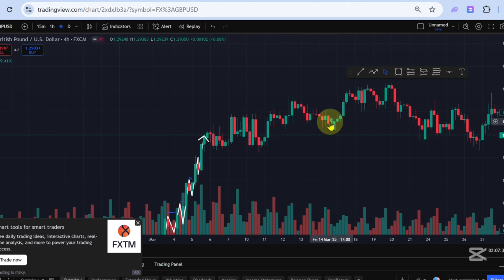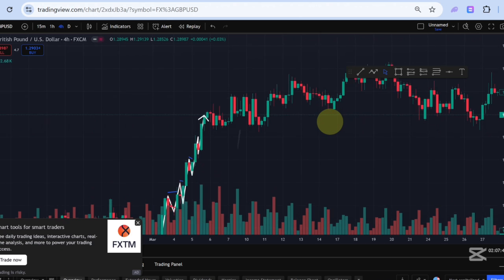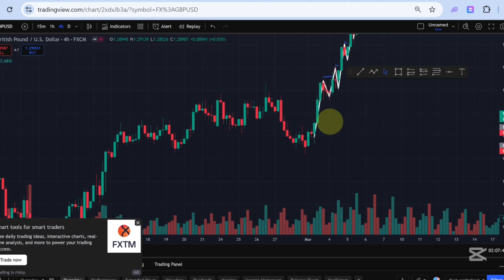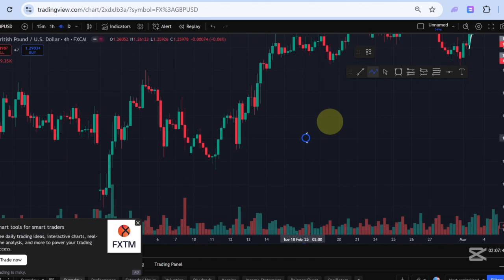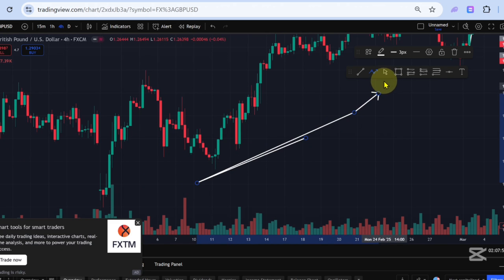Now the next step is how to spot trend reversals. If you look at this chart, you can see the market was in a downtrend in this particular place. As you can see, the market was in a downtrend, and suddenly it started going up. How can you spot a trend reversal? And this is what we're talking about next.